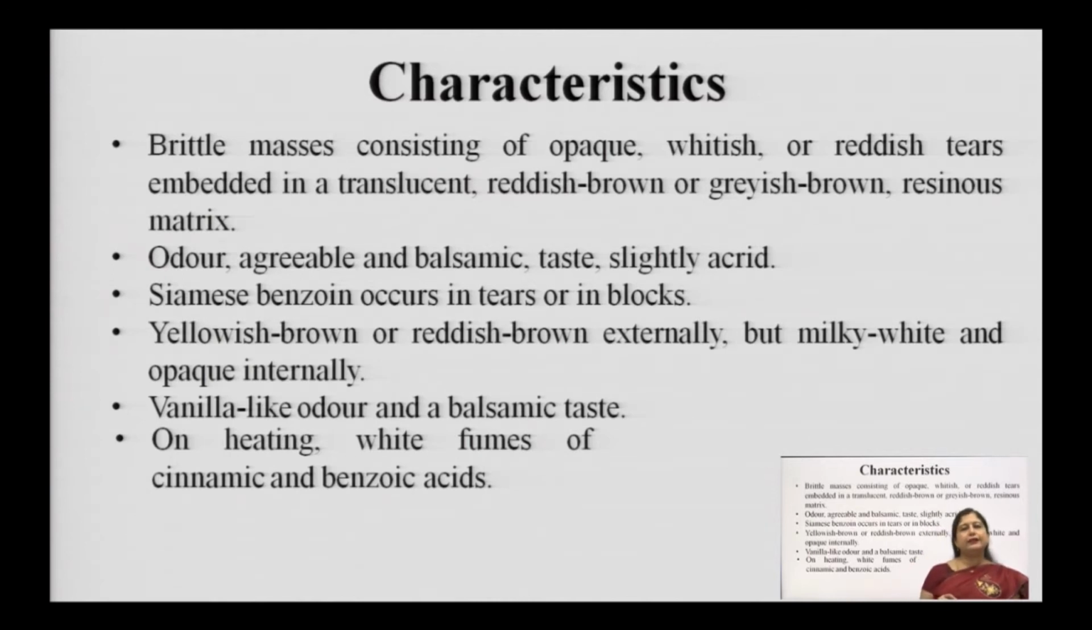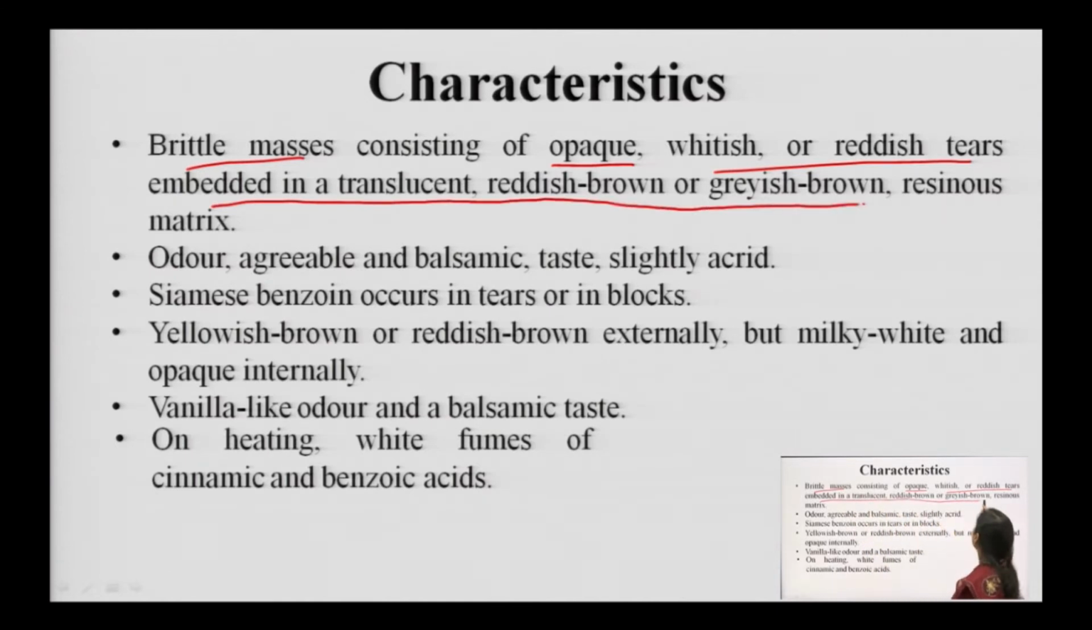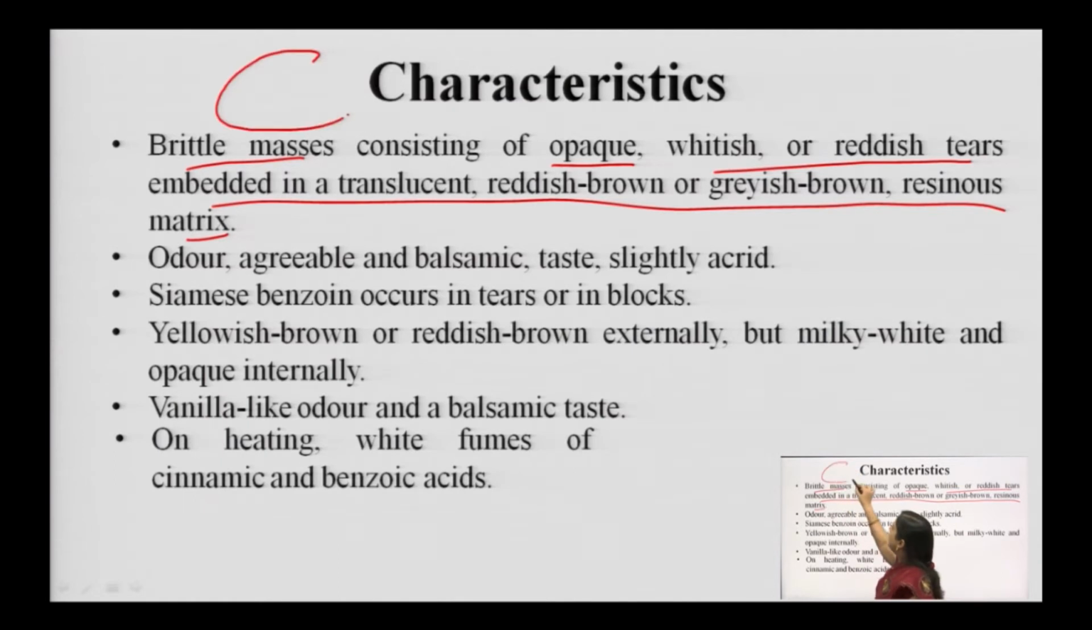Now, the characteristics: when this solid is produced, it becomes a brittle mass, which breaks very easily, consisting of opaque, meaning we cannot see through it, whitish or reddish tears embedded in a translucent reddish brown or greyish brown resinous matrix. It means that externally it is a translucent matrix.